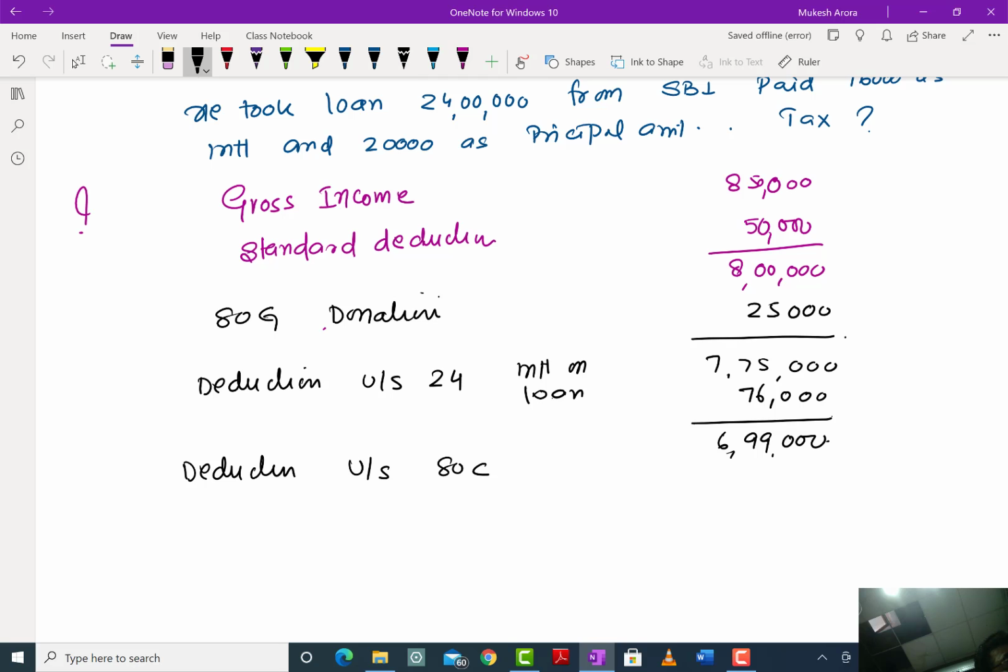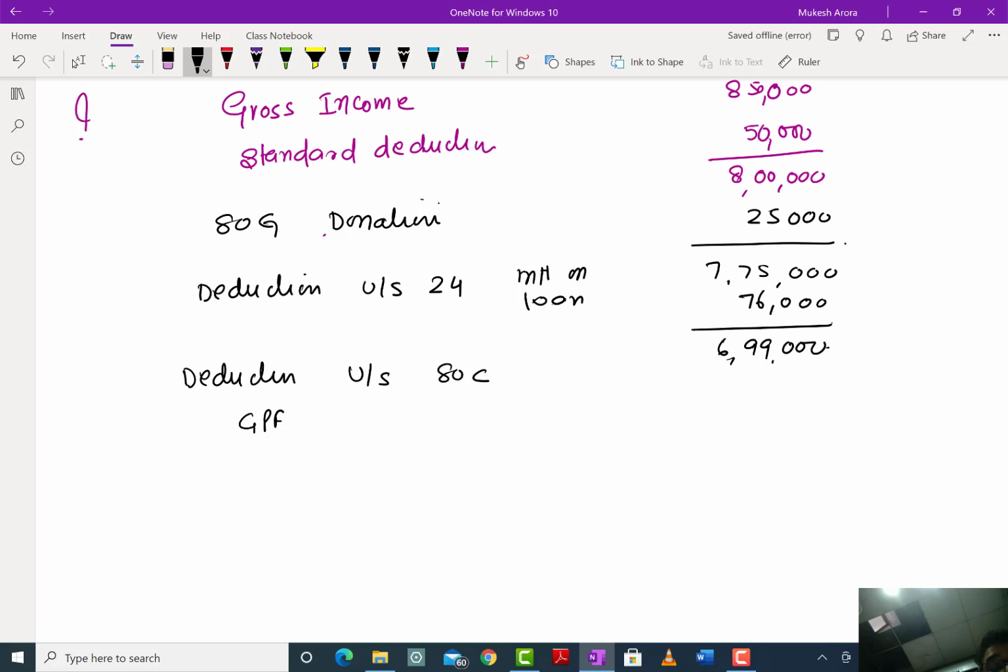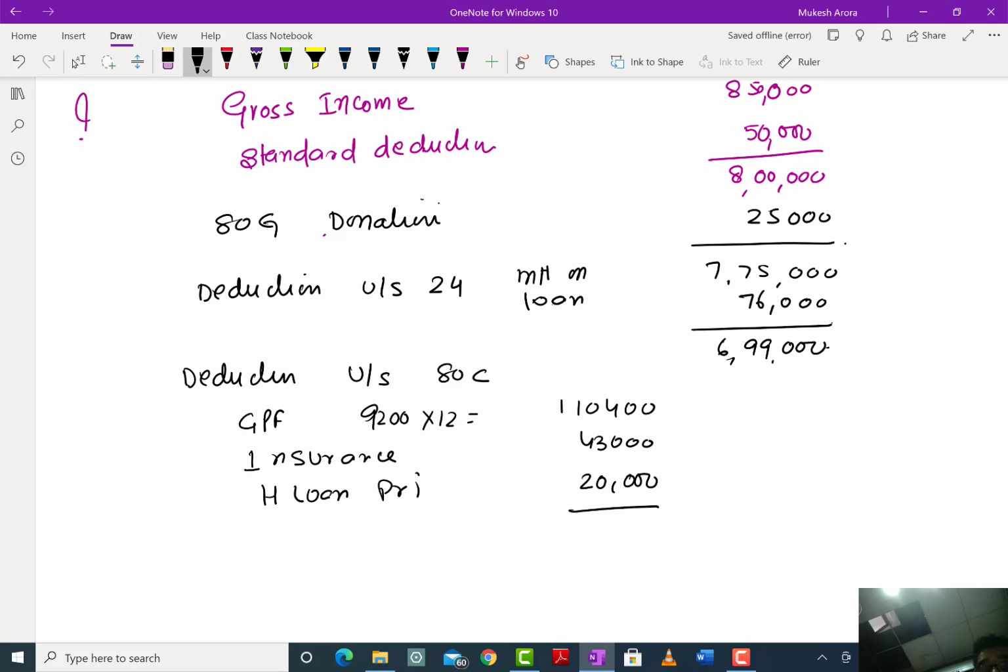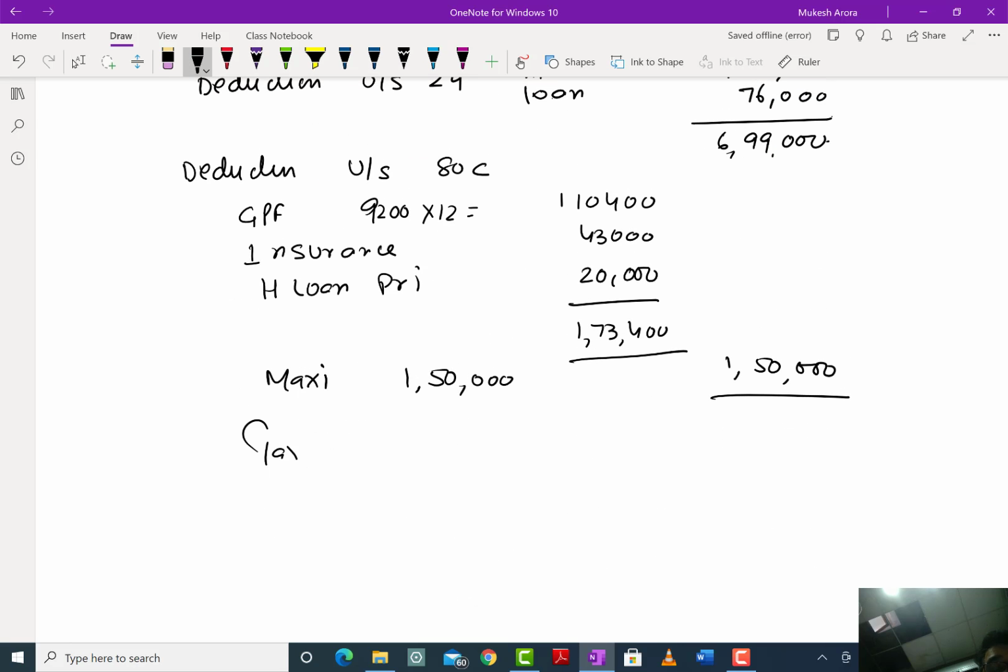Now deduction under section 80C. 80C is GPF 9,200 into 12, 1,10,400. Insurance is 43,000. Then house loan principal, that is 20,000. It comes to 1,73,400. Maximum allowed is 1,50,000. So 1,50,000. So taxable income comes to 5,49,000.